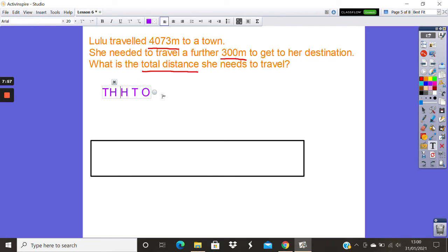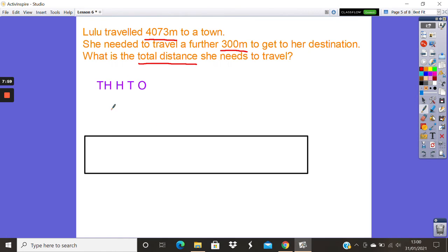4,073 metres. Okay, so you can put that in column method. Add 300 metres. 3 add 0 will be 3. 7 add 0 would be 7, 0 add 3 would be 3, and then you have 4,000.